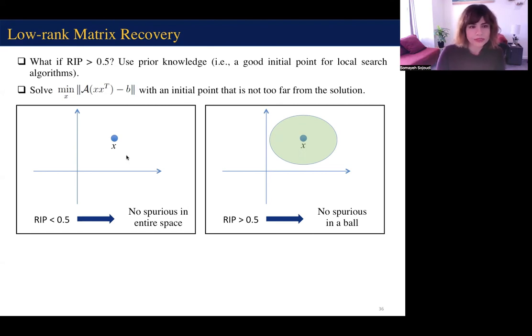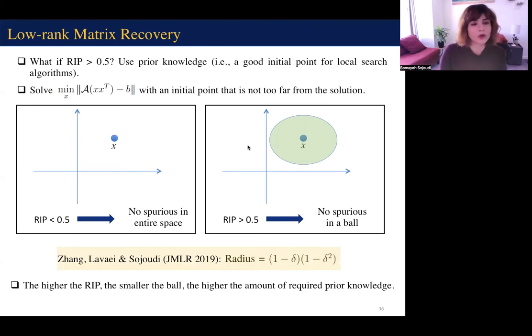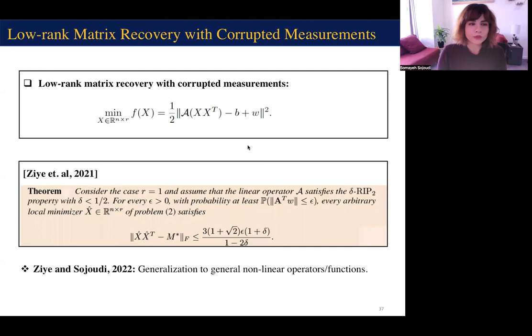RIP less than 0.5 means in the entire space there is no spurious solution. But when RIP is greater than 0.5, maybe we can say in a ball around the true solution, there is no spurious solution. It turns out that we can calculate the size of that ball where the radius of the ball depends on the RIP value. So RIP could be any number between 0 and 1. And as it gets closer to 1, this ball gets smaller and smaller. The region over which there is no spurious solution shrinks, and we need to have more prior knowledge. We also recently generalized these results to arbitrary nonlinear functions and the noisy case.